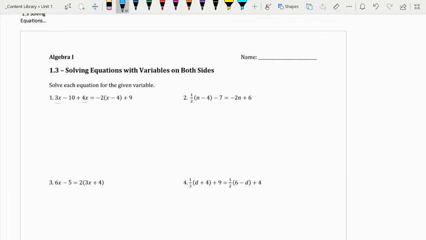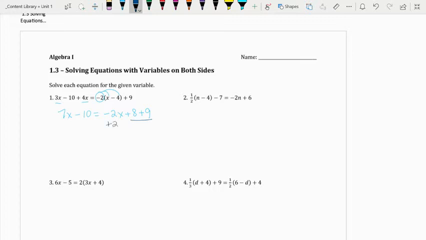So 3 plus 4x is 7x, and we're gonna leave that alone. And then on the right side, we have this -2 to distribute. And keep in mind, you're only distributing it to the parentheses, not to the positive 9. So we have -2x plus 8 plus 9. On the right, we can combine these two as well.